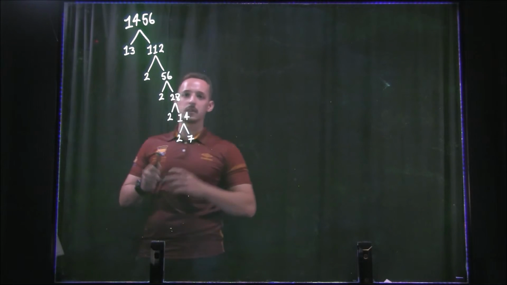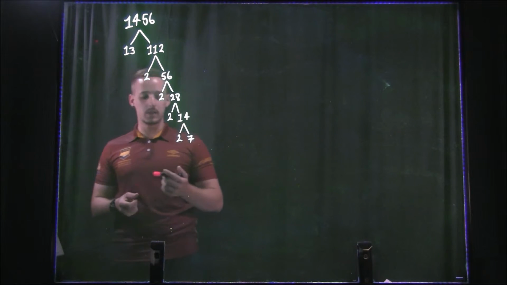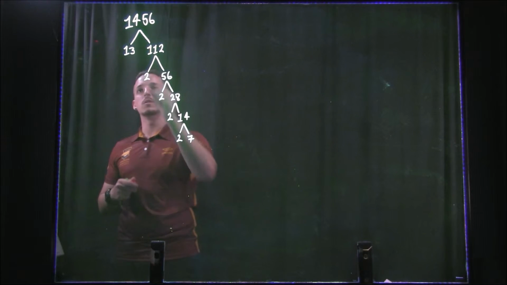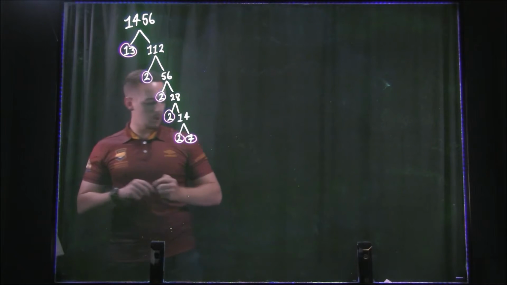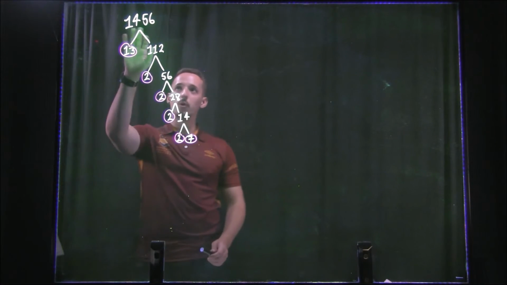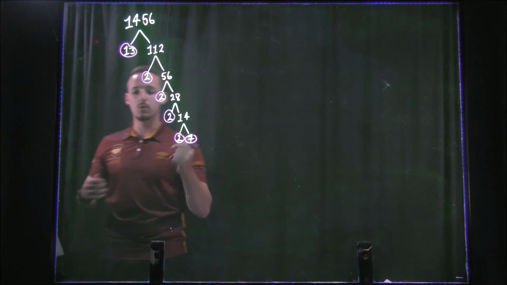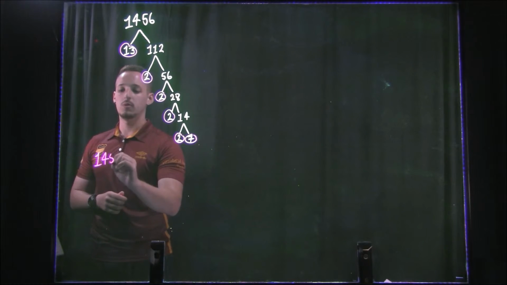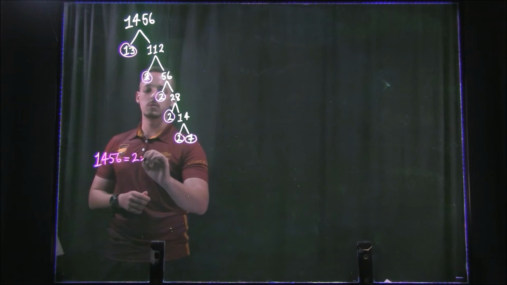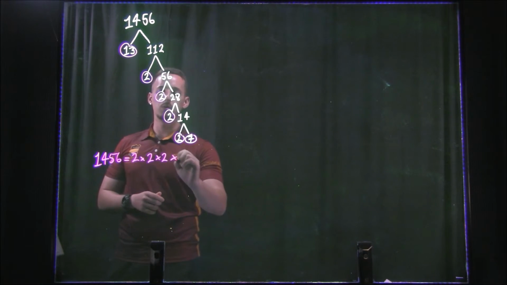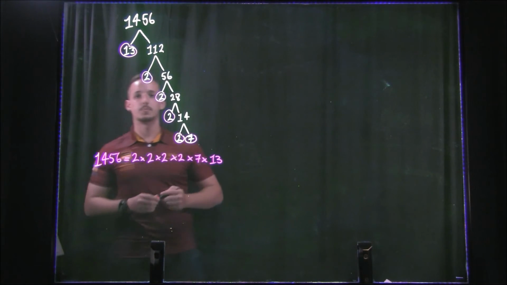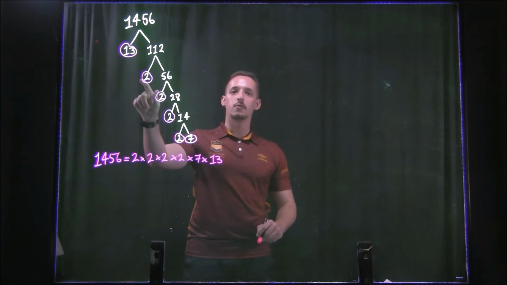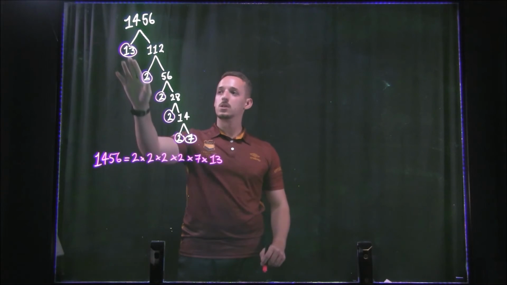And we decided last lesson that the prime factors of 1456 were in fact 13, 7 and 2. So if I decided to express 1456 as a product of its primes, I would write it as 1456 equals 2 times 2 times 2 times 2 times 7 times 13. Because I've got 1, 2, 3, 4 lots of 2, 1 lot of 7, and 1 lot of 13.